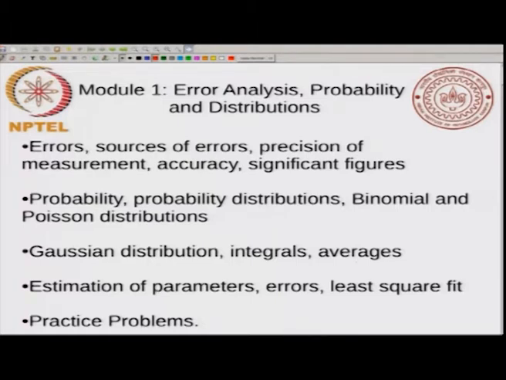And then finally, I will talk about estimation of parameters, errors and least square fit method, and we will end with some practice problems. Okay. So, let us go to the first part, which is errors, sources of error, precision, measurement, etc.